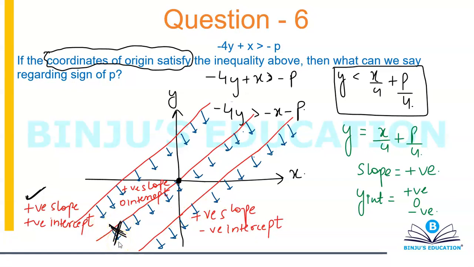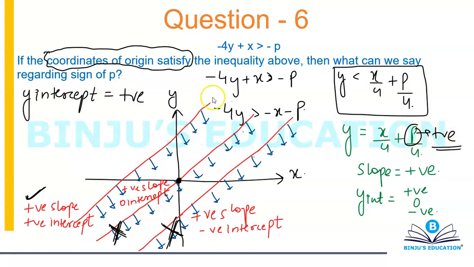Again, for the third case, I feel that it's quite evident, because you want to take the region that lies below the line. But the origin lies above the line. So this is also out. Hence you can say that P, or let me put it in this way, the y-intercept should be positive, and the y-intercept is P by 4, so 1 by 4 is positive, so P has to be positive. That's your answer. P has to be positive.